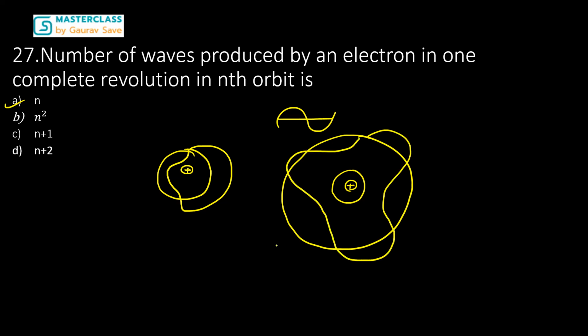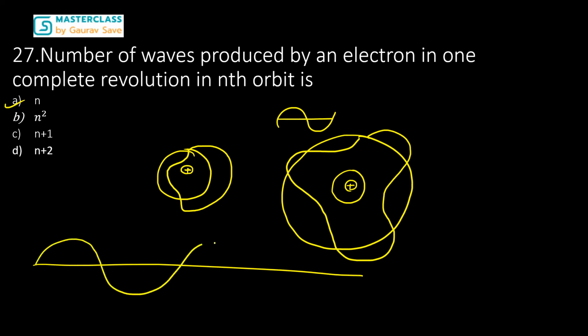Now, this will look a little bit weirder, but it will form two waves. Let's assume that this is the second orbit, the length of this second orbit, so it will form two waves, and then you have to put it inside a circle. So guys, the number of waves produced by an electron in one revolution is always equal to n. Just remember this.